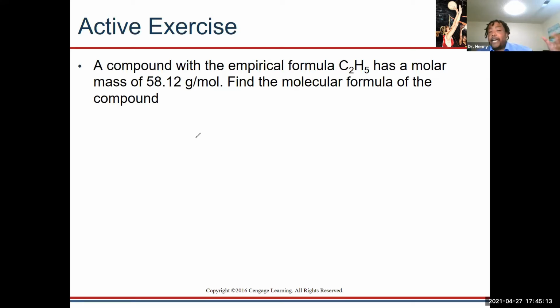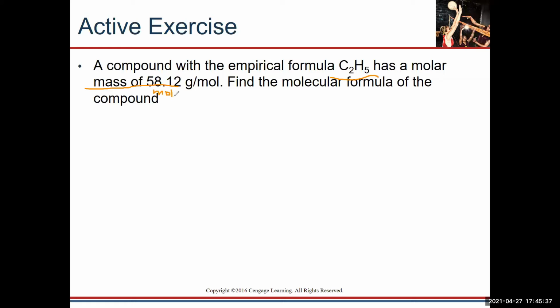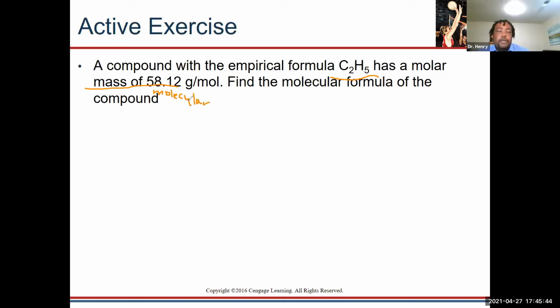Yeah, I'm glad you remembered that, but think about what you're trying to do. In this case, you have the empirical formula. We have the empirical formula, and we have the molar mass of the molecular formula. So this is the molecular formula. It's the molar mass of the molecular formula. Okay, this is our empirical formula.